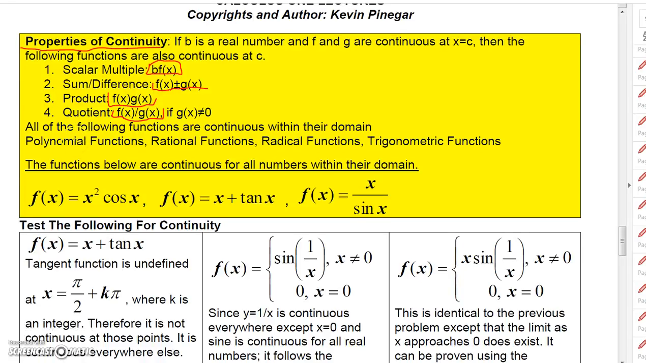So all of these functions are continuous within their domain, which means they have no breaks. Polynomial functions are all continuous within their domains. Rational functions are all continuous within their domain. Now the key is within their domain. Radical functions are continuous within their domains, and trig functions are continuous within their domains.